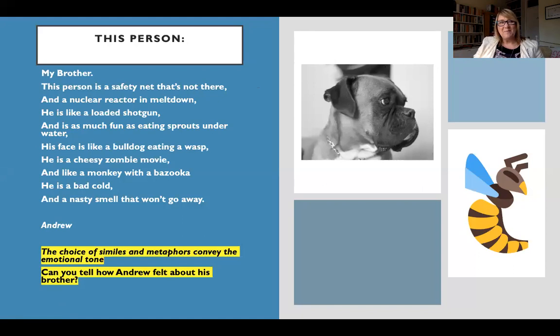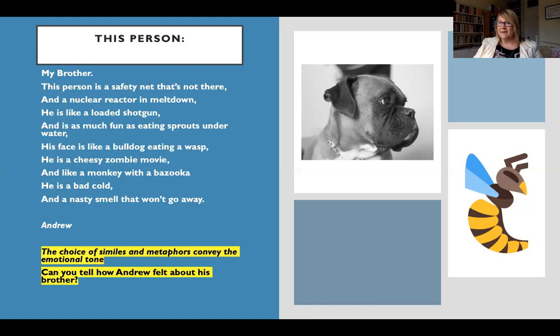My brother. This person is a safety net that's not there, and a nuclear reactor in meltdown. He's like a loaded shotgun and is as much fun as eating sprouts underwater. His face is like a bulldog eating a wasp. He's a cheesy zombie movie, and like a monkey with a bazooka, he's a bad cold and a nasty smell that won't go away.